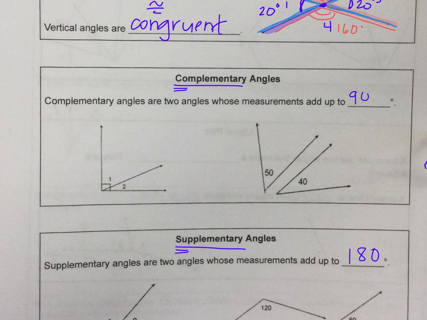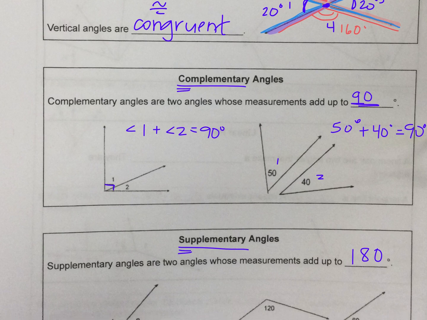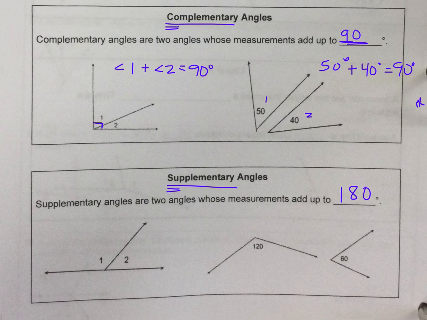So here, angle 1 plus angle 2, we know it equals 90 degrees because they have that little box on them. Here, I can look and I can say that 50 degrees is my first angle plus 40 degrees for my second angle equals 90 degrees. So they don't have to be touching to be complementary. They just have to add up to 90. Supplementary angles work the same way.